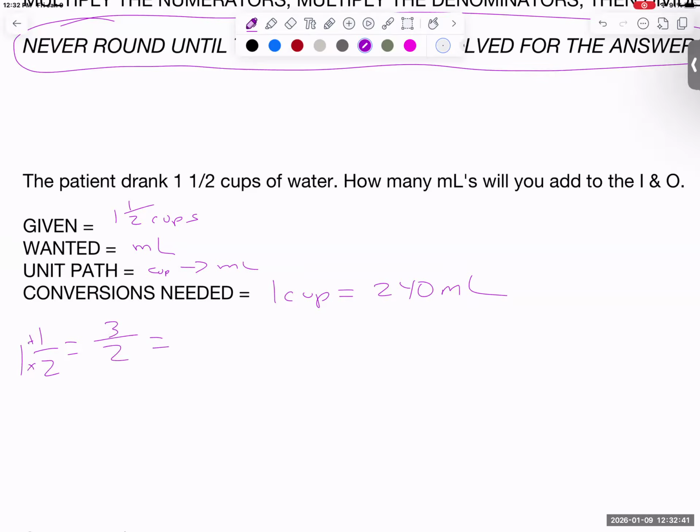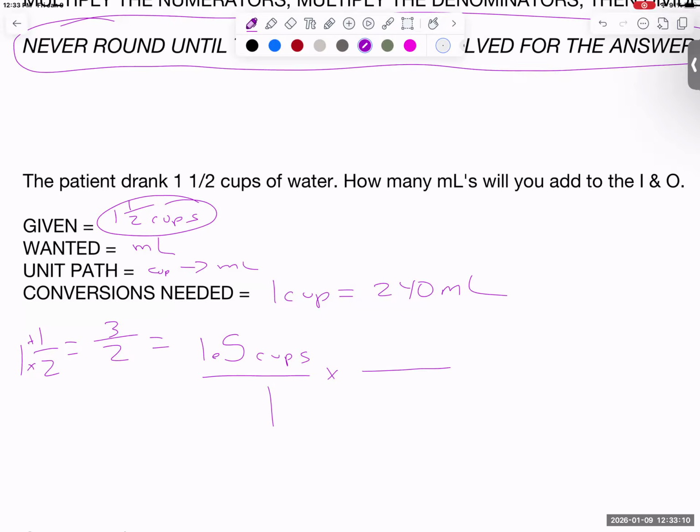Put number 3 in my calculator, divide by the 2. What's my answer in a decimal? 1.5. So I like to work with decimals and fractions, but I always try to lower it down to a decimal. So 1.5 cups is 1.5 cups. And there's my first fraction: 1.5 cups over 1.